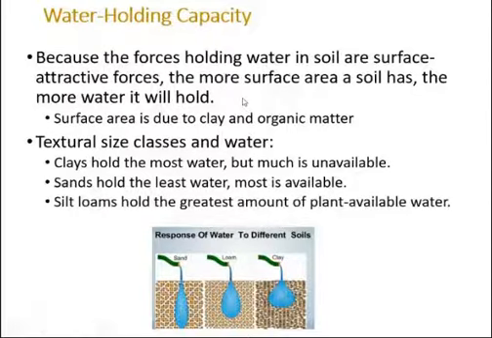In a similar way, we know that the smaller the texture, the finer the texture, which means the higher the surface area. And the higher surface area means there will be more space for water to be held in the soil. So finer soil holds more water than coarse soils. And if you add more organic matter to the soil, you are actually increasing the surface area.